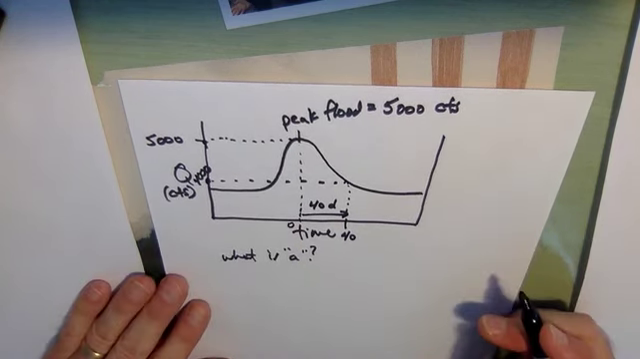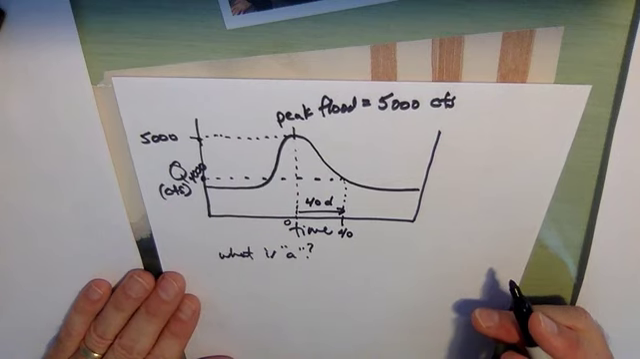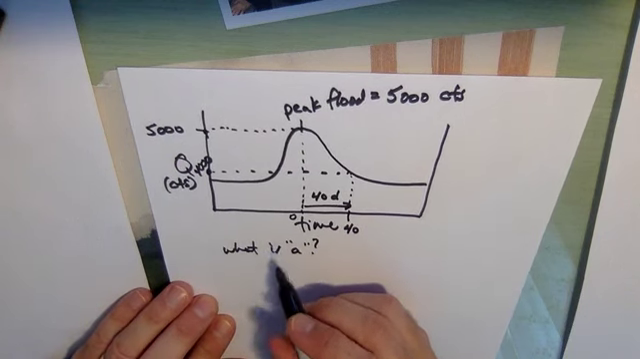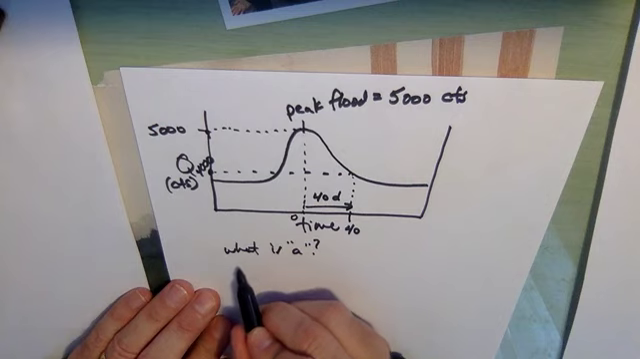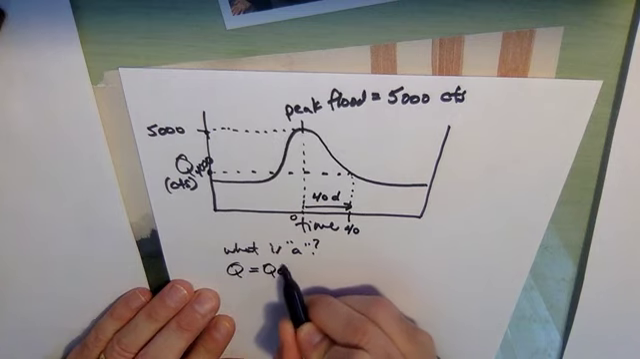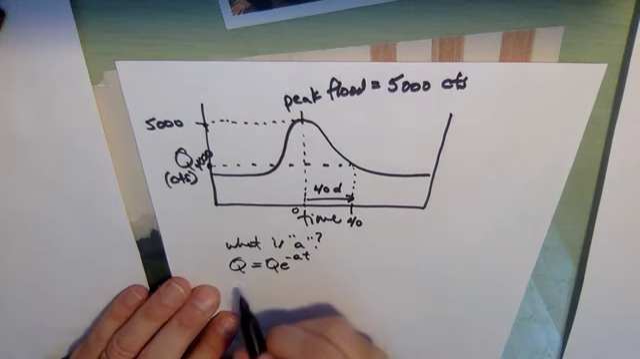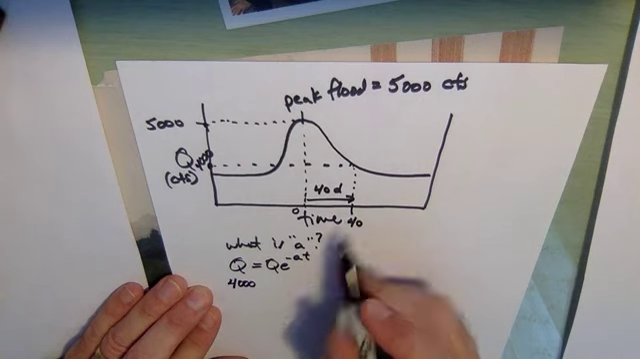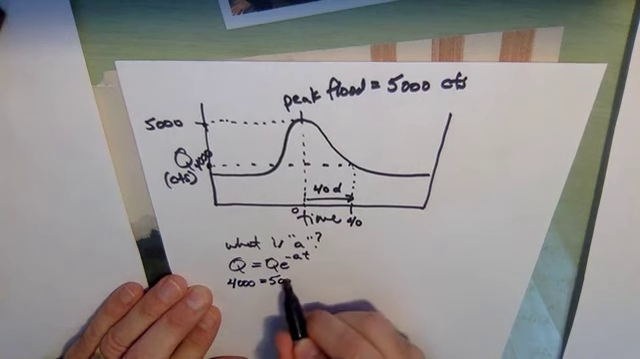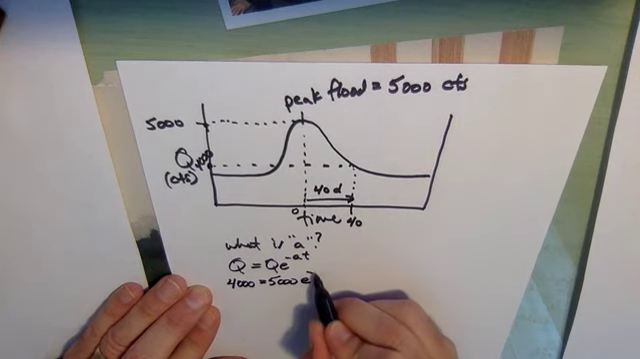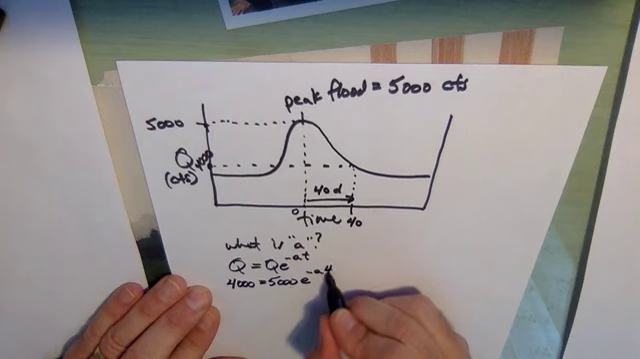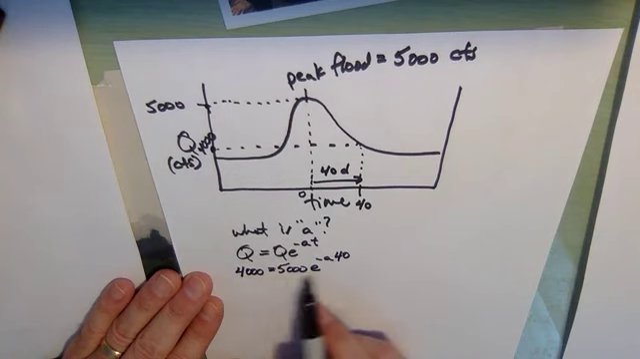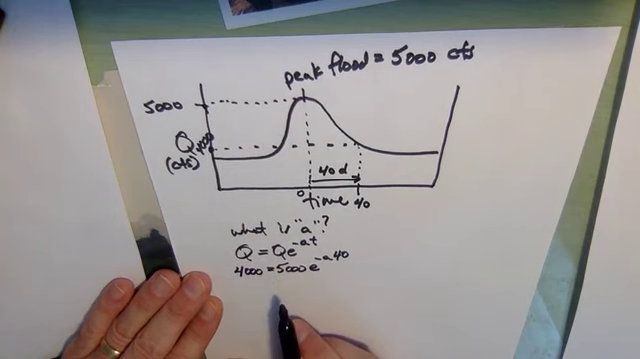And this is just done through observing the water level in the stream after a flood. So what we can do now is solve for A, because we know everything else. We know that Q equals Q naught e to the minus AT. So therefore we know that 4,000 CFS, that's this after some amount of time, is equal to 5,000, that's the peak flow, times e to the negative A, and t is 40 days. So we have this equation, which is just this equation with some numbers plugged into it.